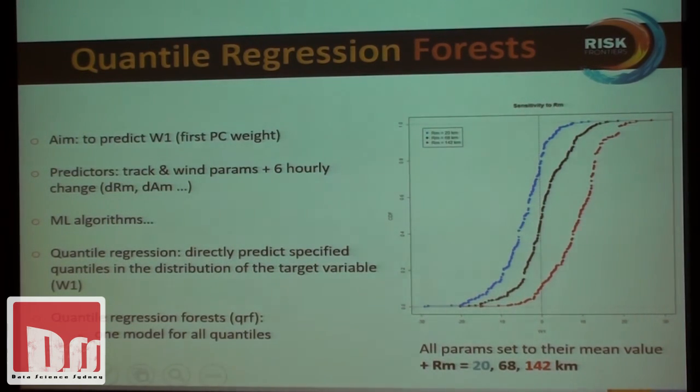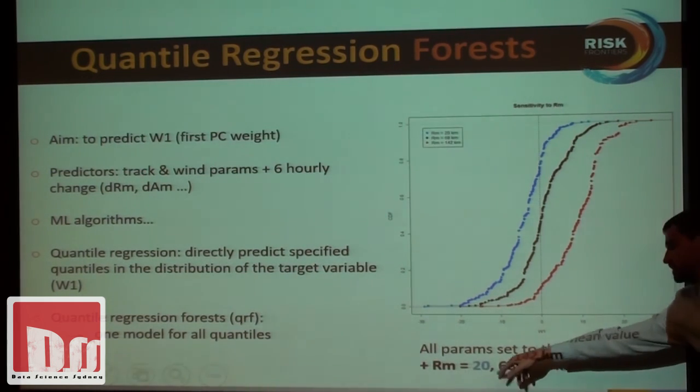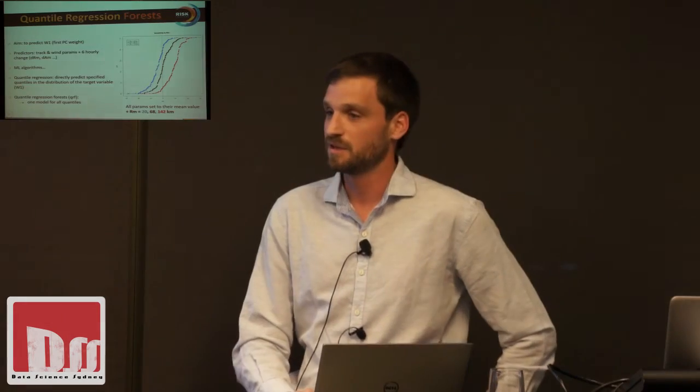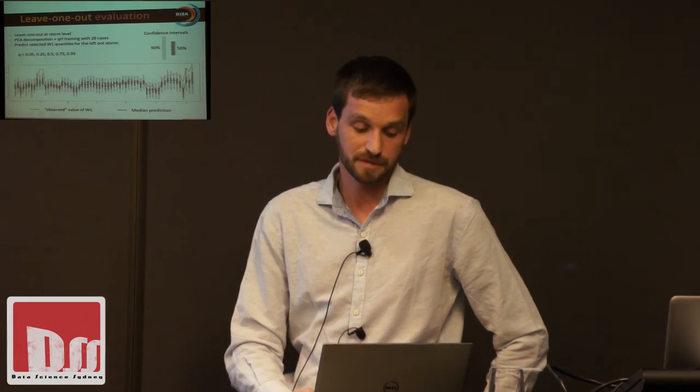And then you can start changing the value. So instead of having everything at the mean, I changed the radius to 20 kilometers or 240 kilometers, just sort of two extremes. And you see how the model distribution, the response, varies. Quite interestingly, it's not just a translation of the distribution. There's a bit more happening, which in the context of CAT modeling is something I really like. It introduces a lot more randomness in there by having the distribution randomized.